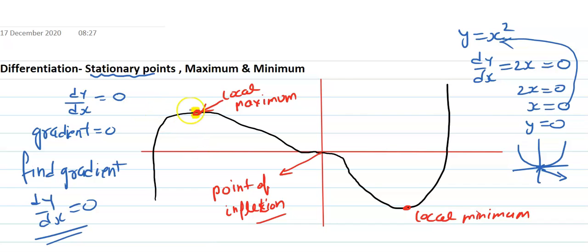Is that okay? So we have discussed three things today. First of all, stationary point. Stationary point, you find the gradient, put it equal to 0, you will get the value of x, and put x in the equation of y, you will get another value of y. So these points will be stationary point, and this is maximum point and this is minimum point.